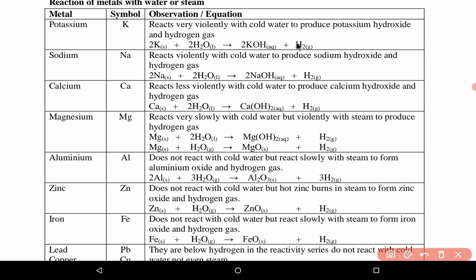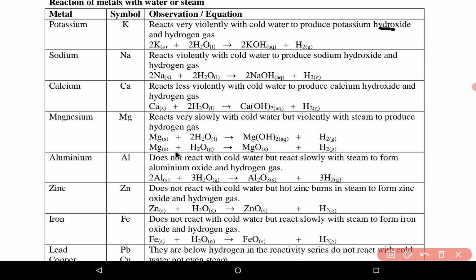The same thing happens with sodium. The reaction is very violent as well. It's violent with cold water, but it will produce sodium hydroxide. So you notice each time you're going to have this hydroxide produced. Same thing with calcium, but the reaction tends to be less violent. With cold water, you have calcium hydroxide and hydrogen. You notice again magnesium here, the reaction becomes a bit slow, so it will give us magnesium hydroxide and hydrogen. Sometimes it will give magnesium oxide.